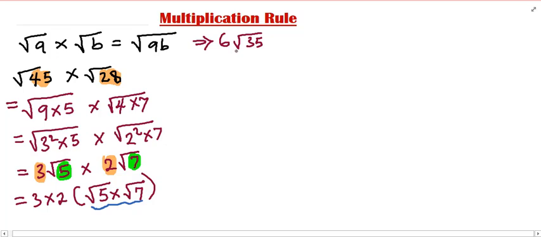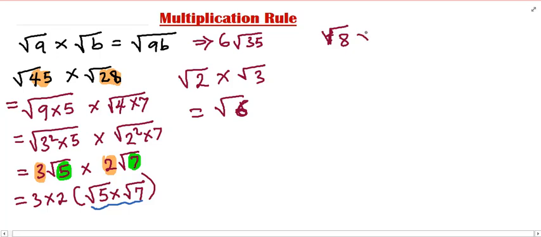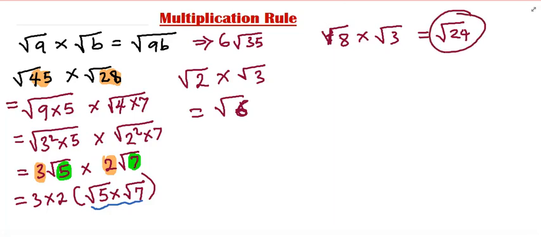But I also want you to know that, for instance, surd 2 multiplied by surd 3. Whenever they multiply, this is going to give us surd 6. So just multiply the numbers, keep the surd. So let's say surd 8 multiplied by surd 3, that is surd 24. Just multiply the two numbers, keep the surd. So that's it. Okay, let's go over to the next slide.